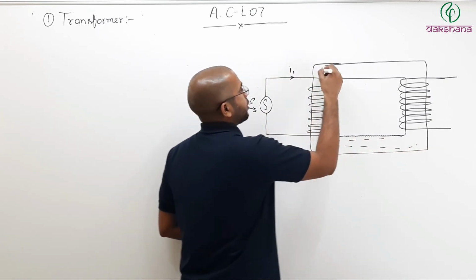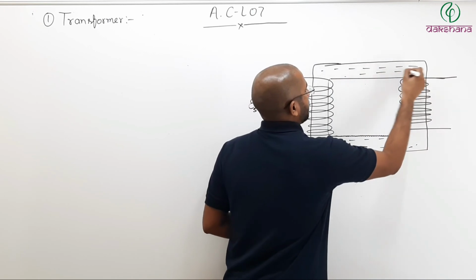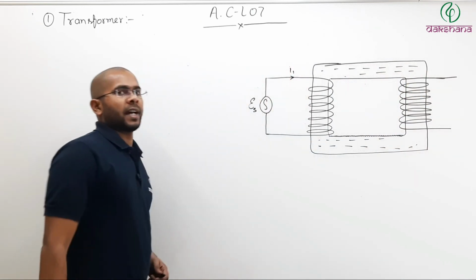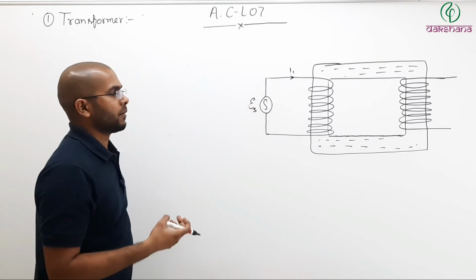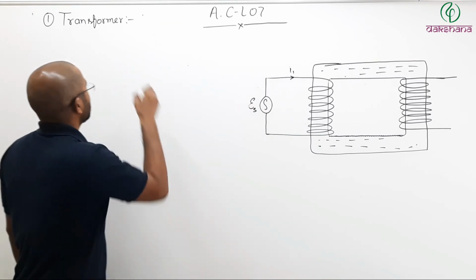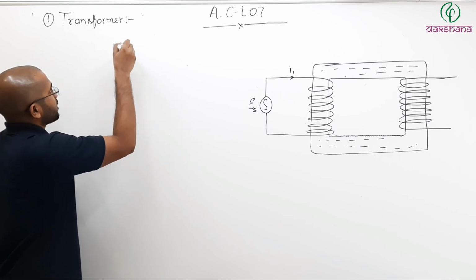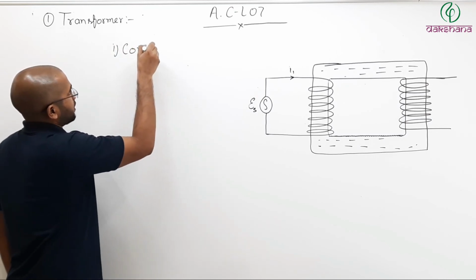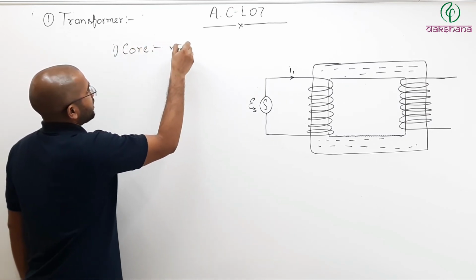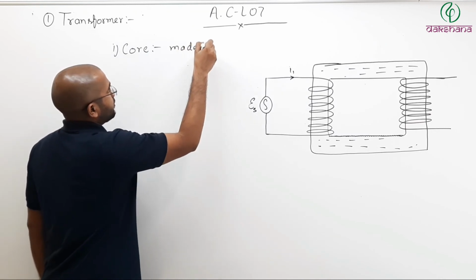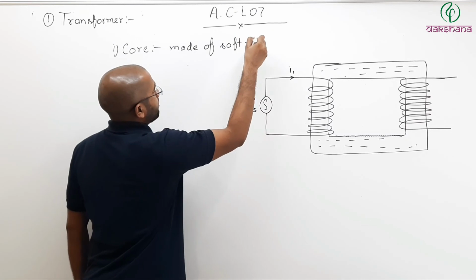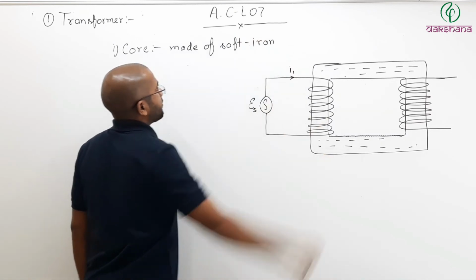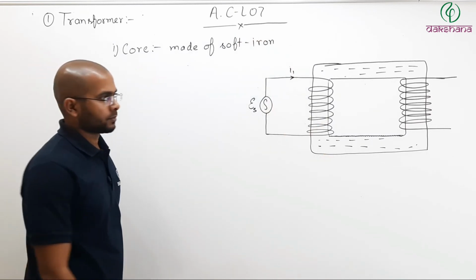This part is called your core, and this is made up of soft iron. So it is like a structure of soft iron. Why it is made up of soft iron, we will discuss. So number one part of your transformer is the core of the transformer. The core of the transformer is made of soft iron. Why it is made of soft iron, we will discuss later on.